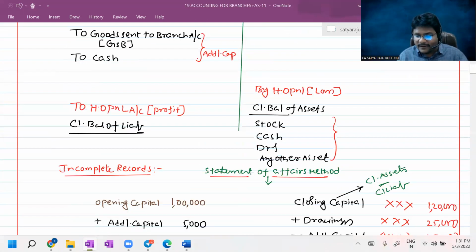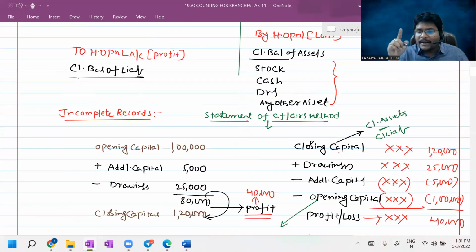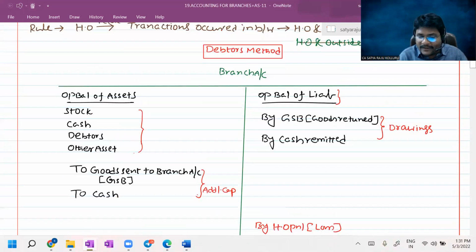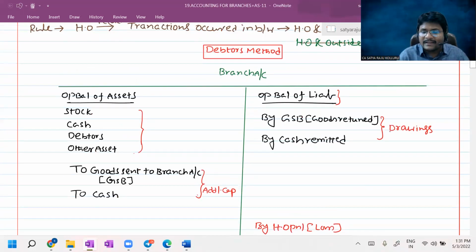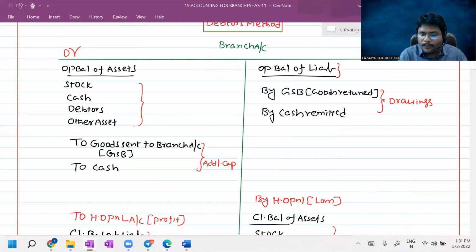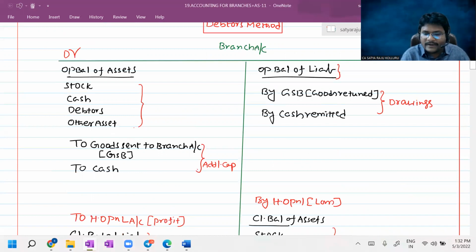Now please all of you concentrate. Closing capital, which is the difference of closing assets and closing liabilities, plus drawings. If both are on the same side, you can use the plus symbol, that is plus drawings. That's why it is also put under the credit side. This is the credit side, this is the debit side. So closing capital plus drawings, which is on the opposite side, right?